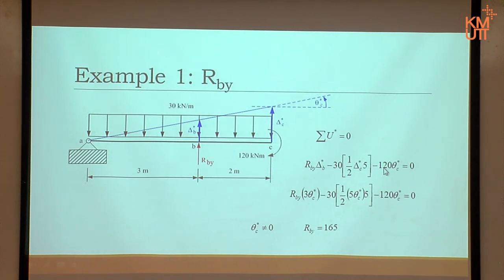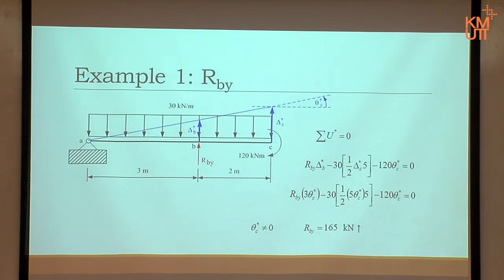Unit is kilonewton times meter, force times length already. Theta, as I said, in this case is radian. Radian doesn't have a unit. Unit is 1. So that term is also kilonewton meter. That delta is length, in this case meter. Therefore, RBY must be, as you said correctly, kilonewton. Positive means we assume the right direction again. The rest is the detailed calculation.